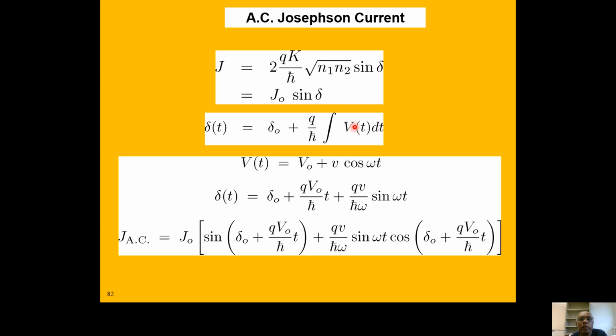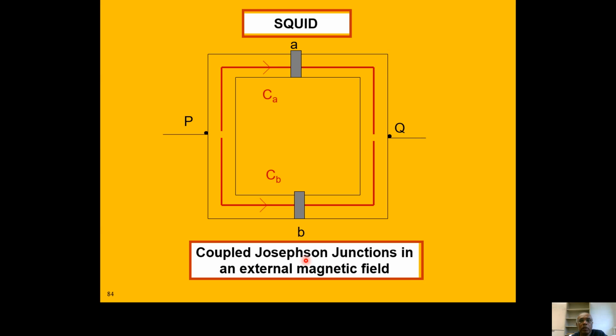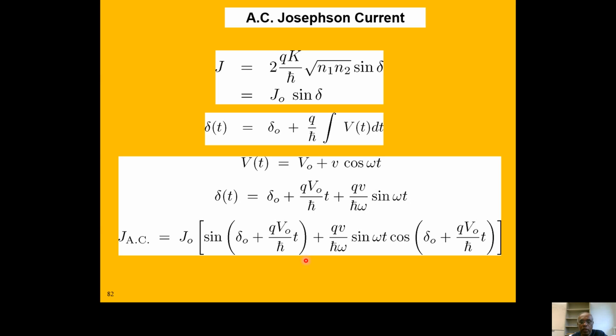But if you want to get the AC Josephson current, then you need to apply an AC field. So here we put V0 plus some small modulation coming from omega t. Then you get an AC current varying sinusoidally with respect to time. But an important thing is, I need to show this.